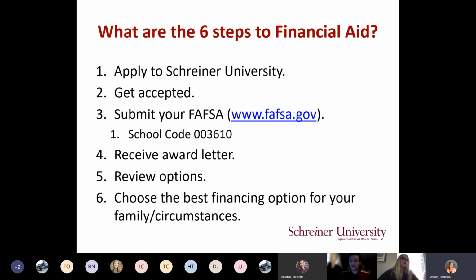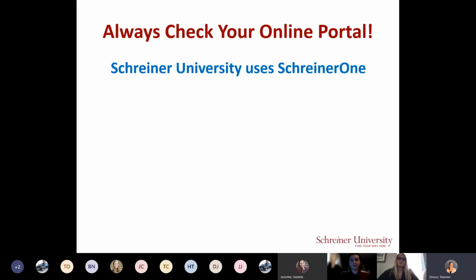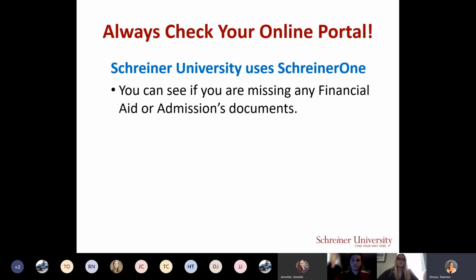So big thing, always check your online portal. We use Schreiner One. Everything is going to be housed in there. You can see if you're missing any financial aid or admissions documents. For example, if you're selected for verification or if we're needing your FERPA form, anything like that, that's how you get to those forms, through Schreiner One.